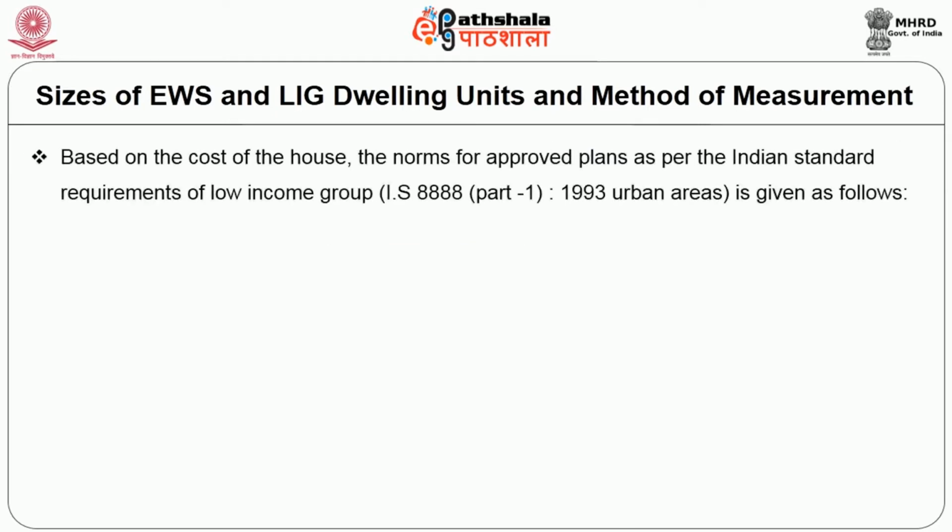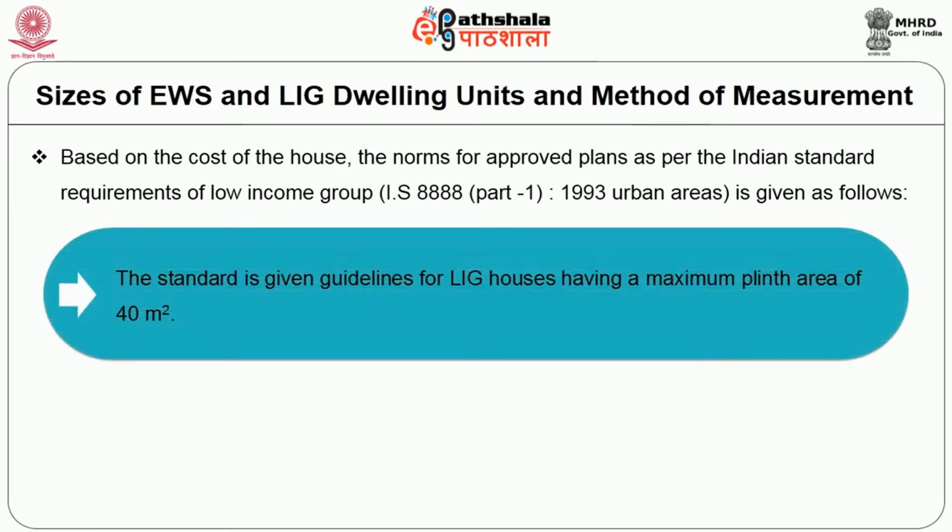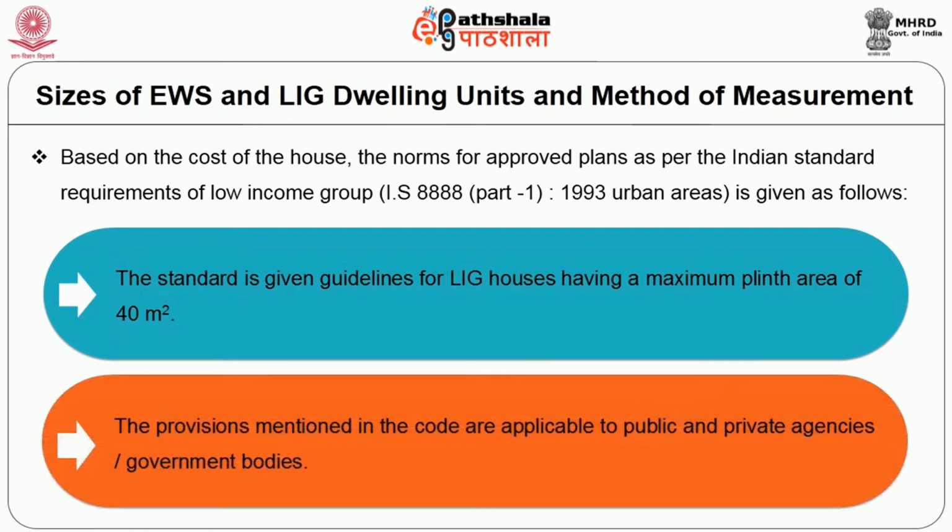Based on the cost of the house, the norms for approved plans as per the Indian Standard requirements for the LIG group are given as follows. The standard gives guidelines for LIG houses having a maximum plinth area of 40 meters square. The provisions mentioned in the code are applicable to public and private agencies and government bodies.